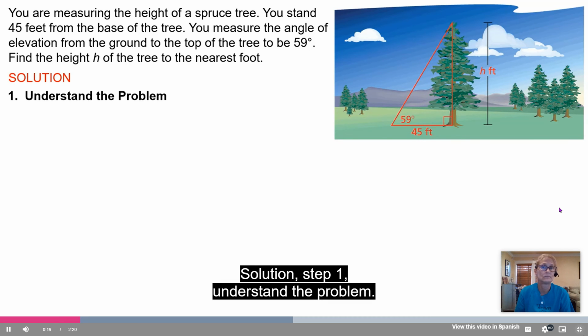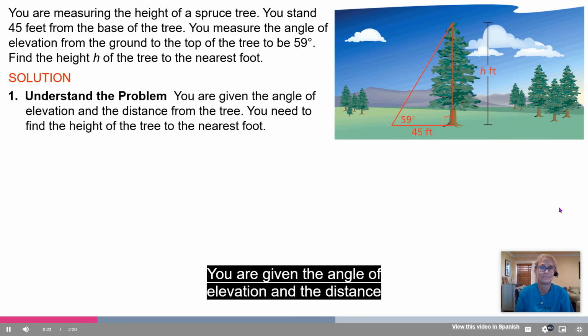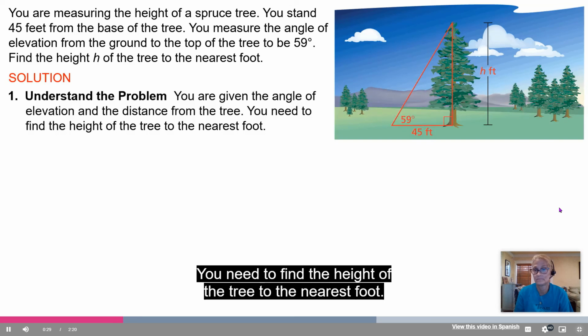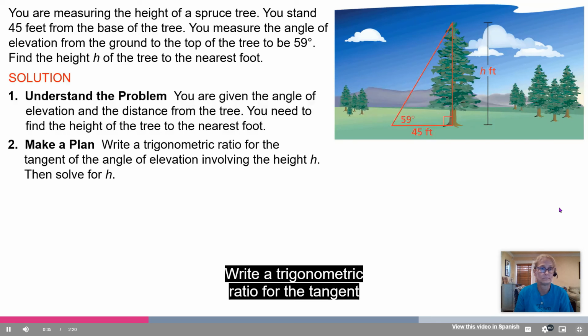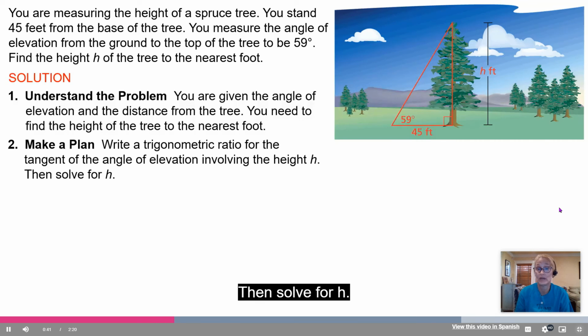Solution. Step 1. Understand the problem. You are given the angle of elevation and the distance from the tree. You need to find the height of the tree to the nearest foot. Step 2. Make a plan. Write a trigonometric ratio for the tangent of the angle of elevation involving the height h. Then solve for h.